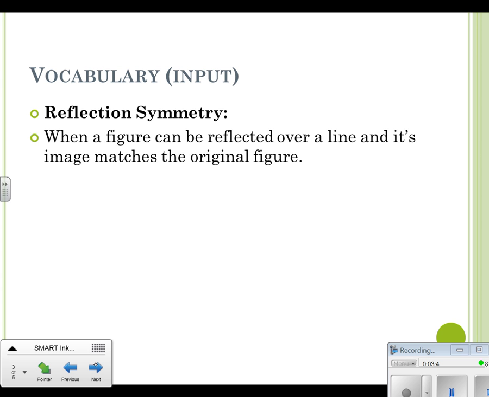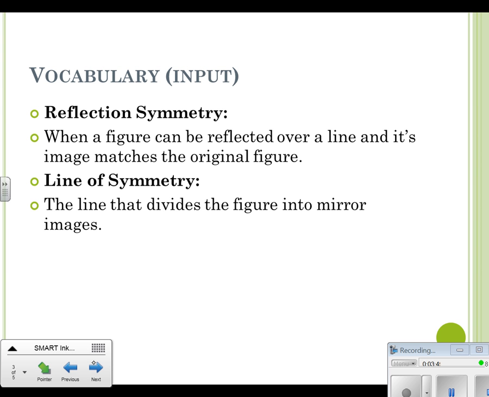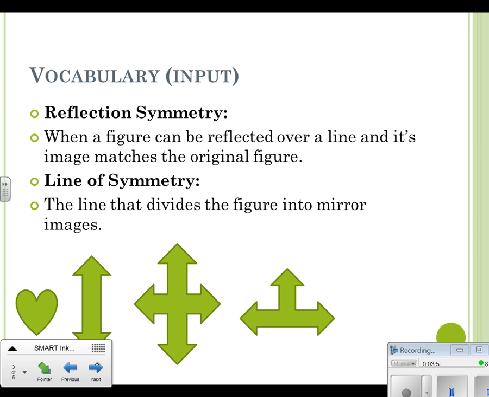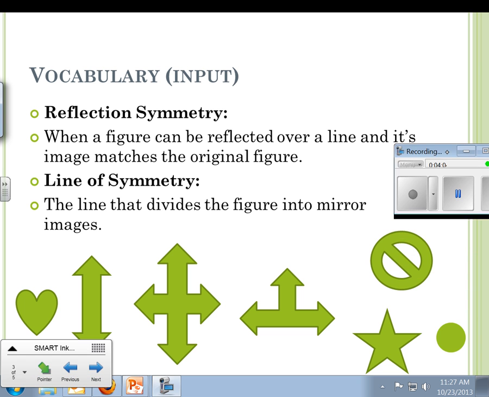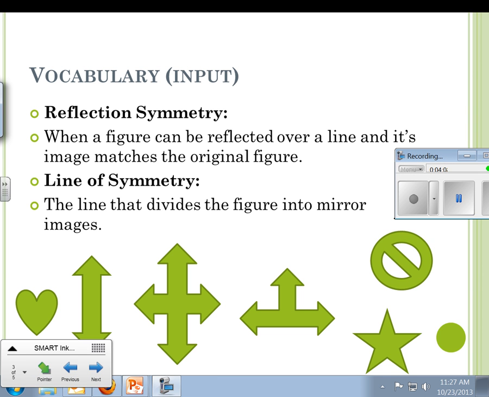Reflection symmetry is when a figure can be reflected over a line and its image matches the original figure. When you have a line of symmetry, that's the line that divides the figure into mirror images. So I'm going to put a bunch of images on the screen, and we are going to locate their lines of symmetry. Perfect. So we'll start with the heart.